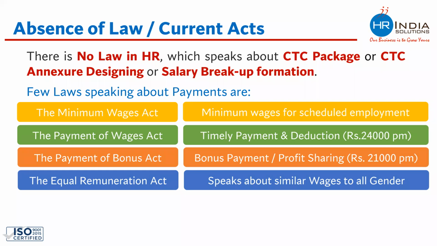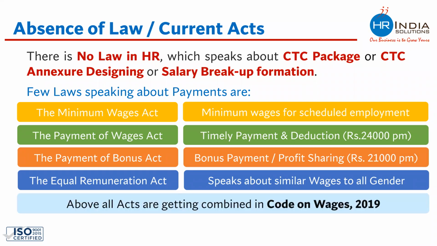The new labor law, which was supposed to come in 2019 and 2020 but went on hold, by the name of Code on Wages, is combining all these four labor laws into one. Whenever that new labor law comes, it will be known as the Code on Wages, and all these four labor laws will get combined into one.